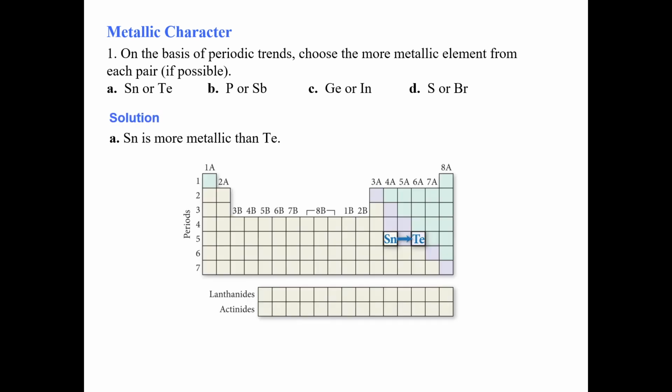Okay, so Sn is more metallic. So we start here. And then we have to move to the right. Well, you see we are moving towards the non-metal section of the periodic table, moving from left to right, so Sn is the more metallic in the pair.